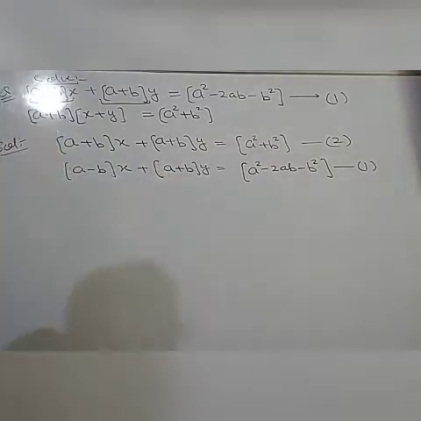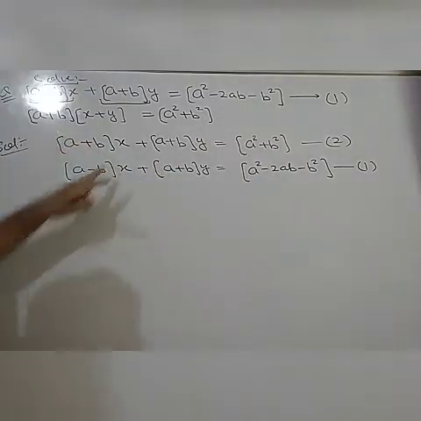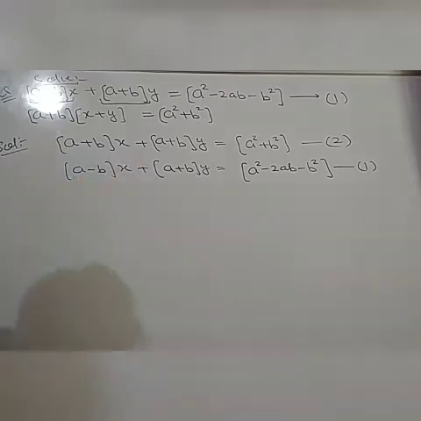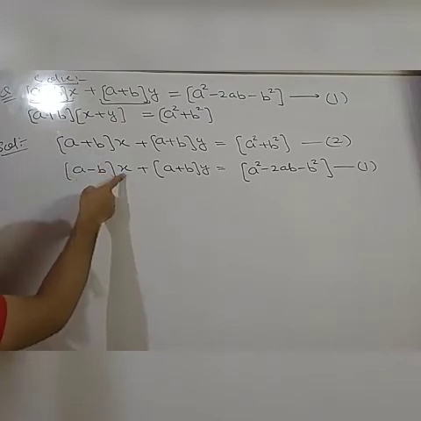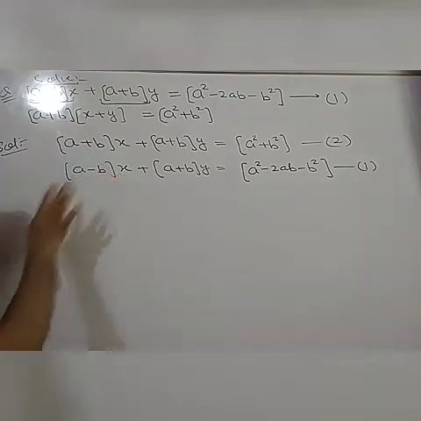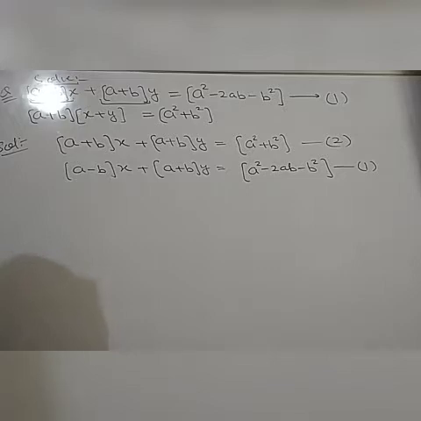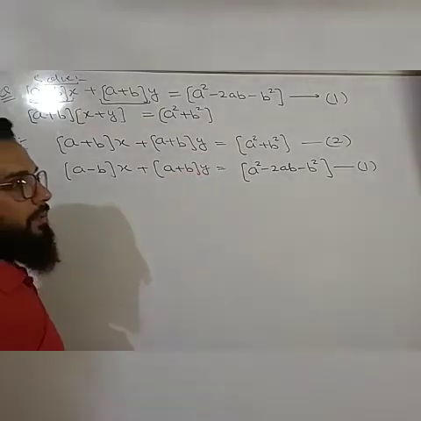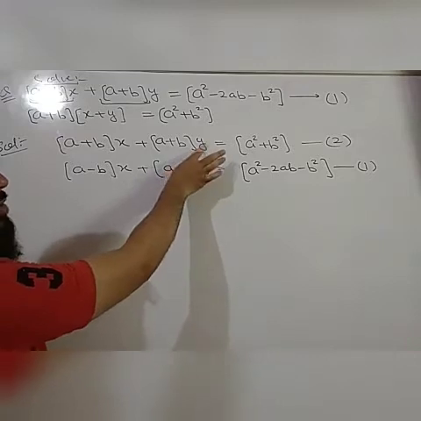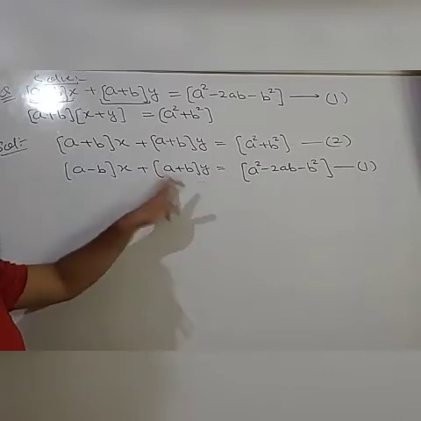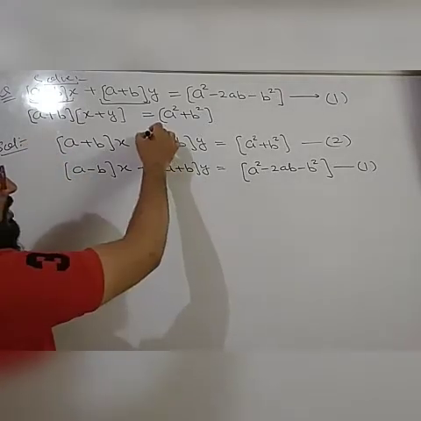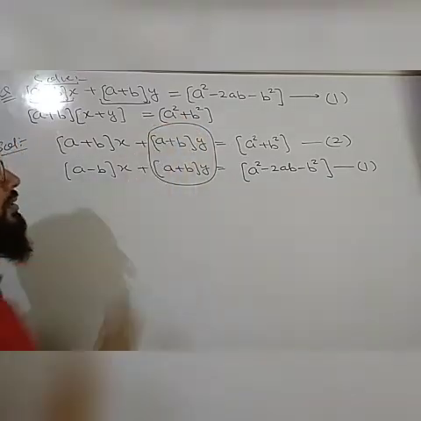Now, if we look at both the equations, in the first equation the coefficient of x is a plus b. In the second equation, the coefficient of x is a minus b. That means the coefficients are not equal. If we want to solve these equations, we would have to equate the coefficient of x. But if we look at the coefficient of y, in the first equation it is a plus b, and in the second equation the coefficient of y is also a plus b. It means these two coefficients are already equal.